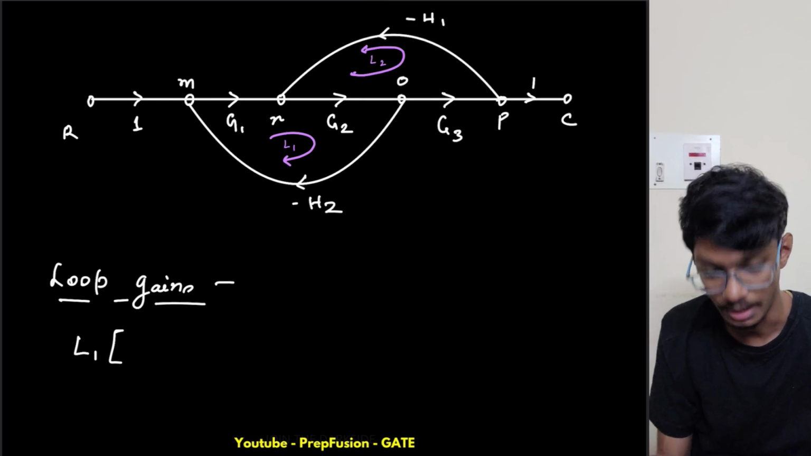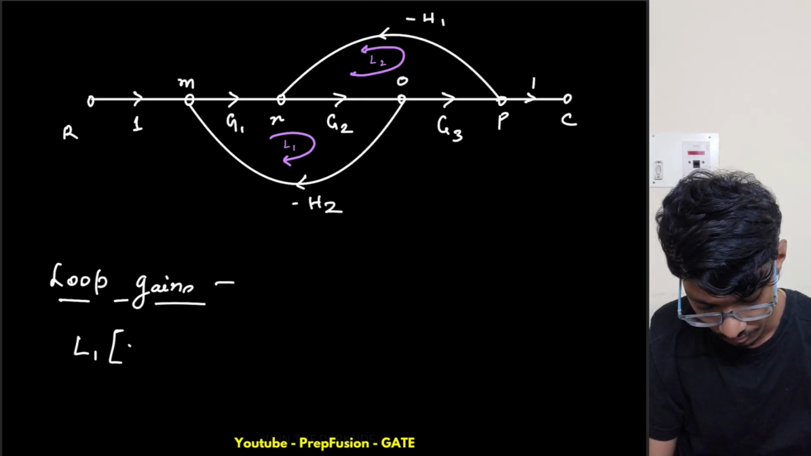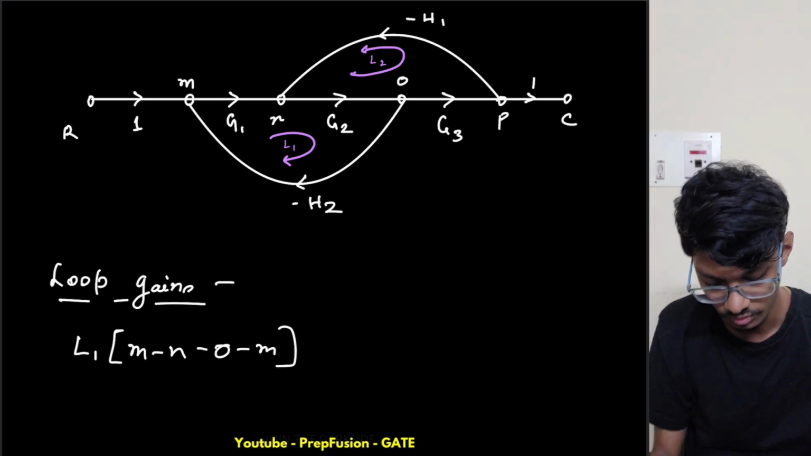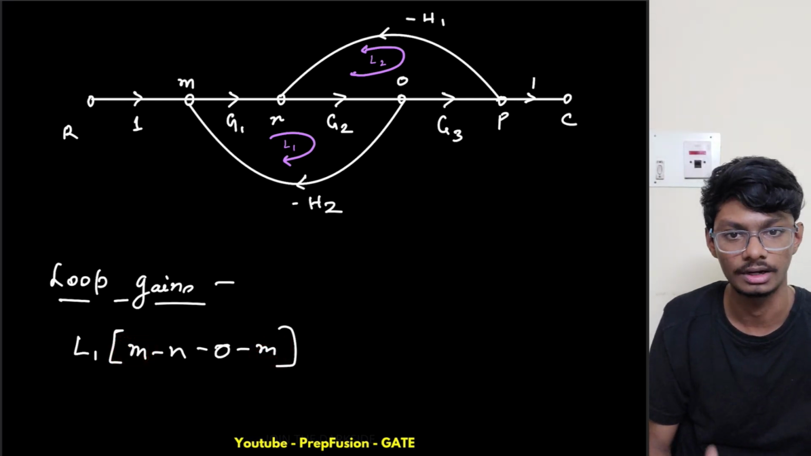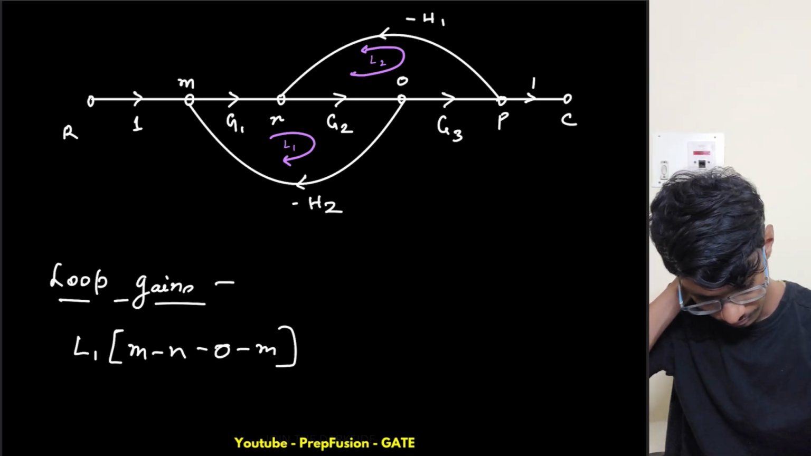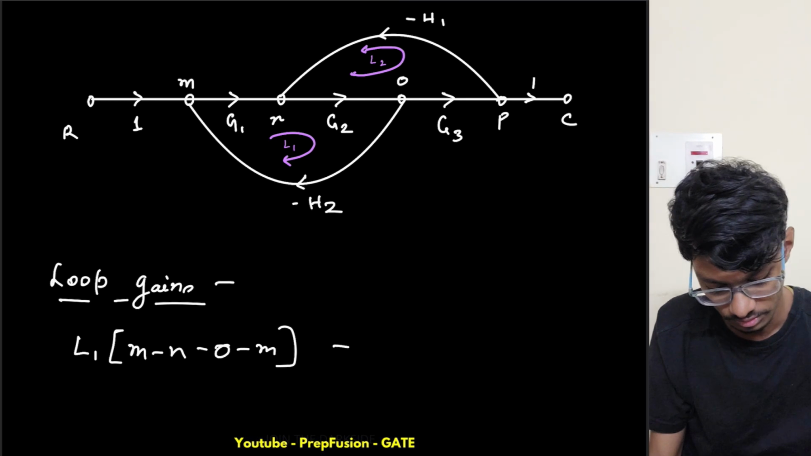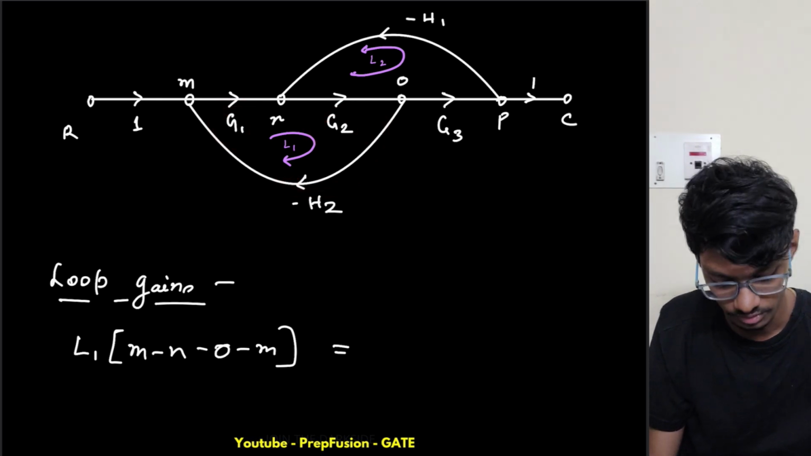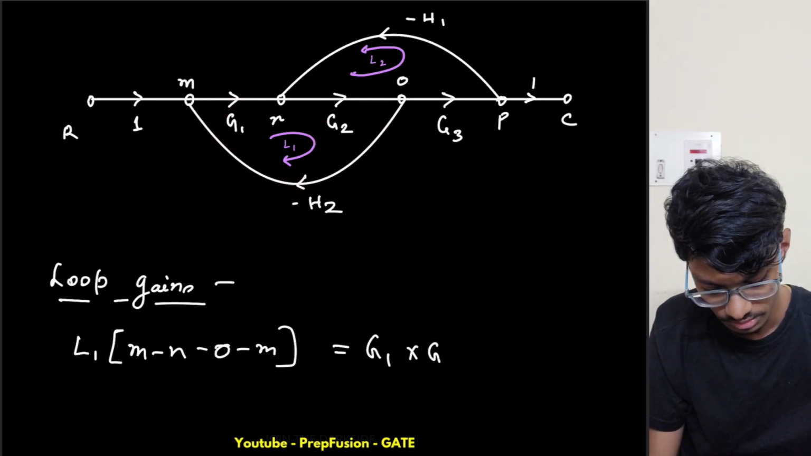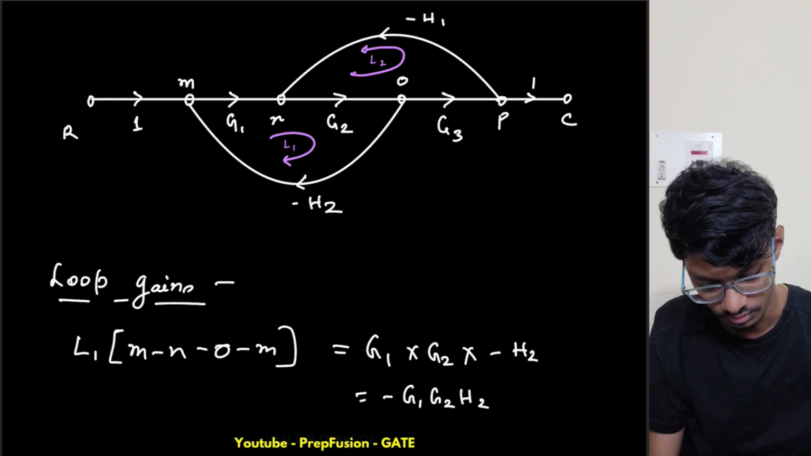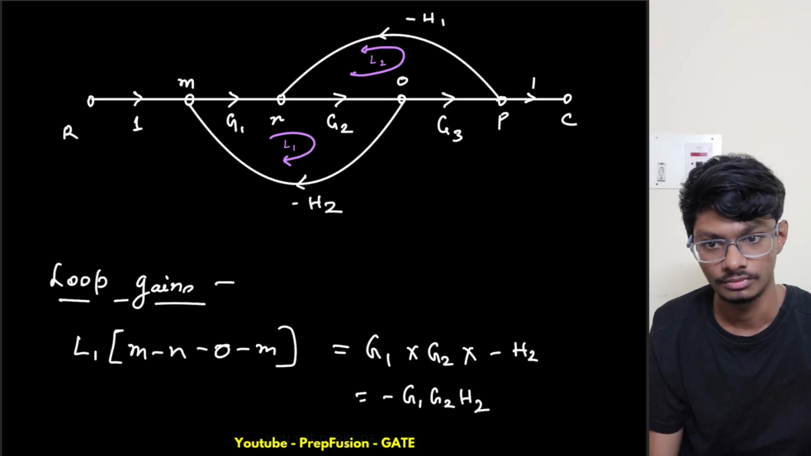What is the path of the first loop? The first loop path is going from N to O, then again coming back to M. These last and first parts will be repeated, right? So this is the path. Now what is the loop gain? I am going from g1, g2, then minus h2 multiplied. So g1 times g2 times minus h2. So the value of this is minus g1 g2 h2.